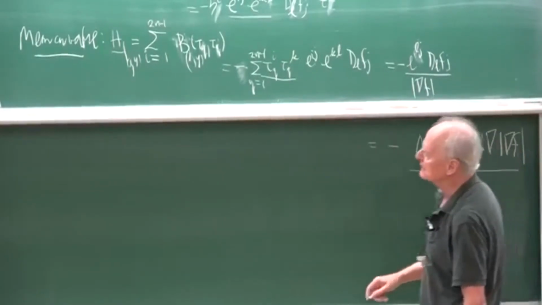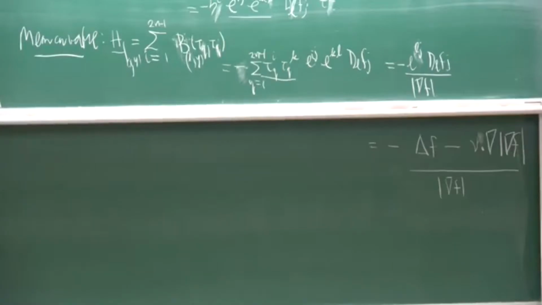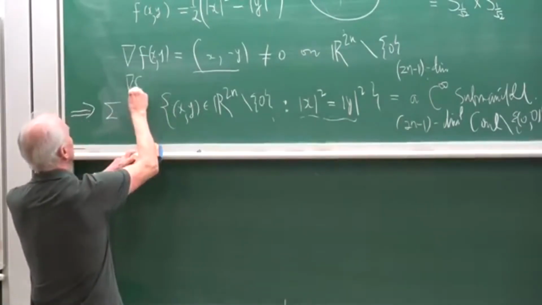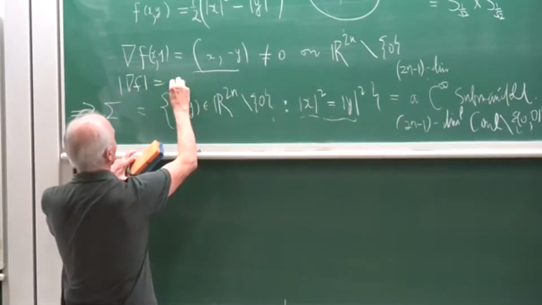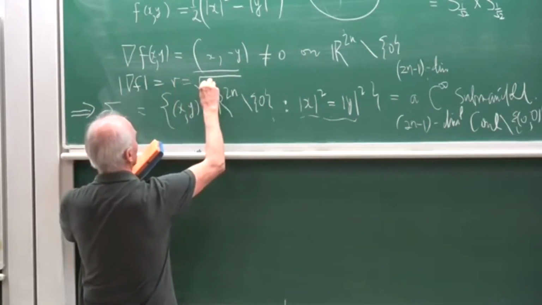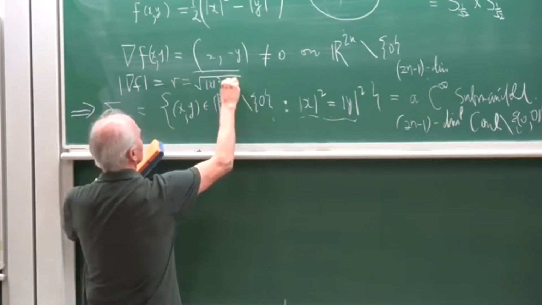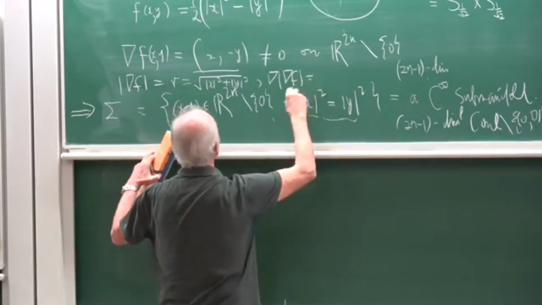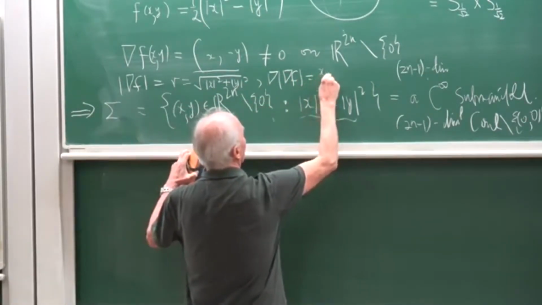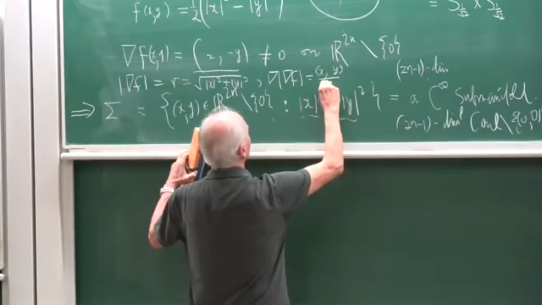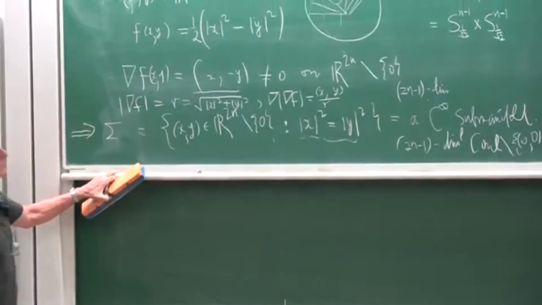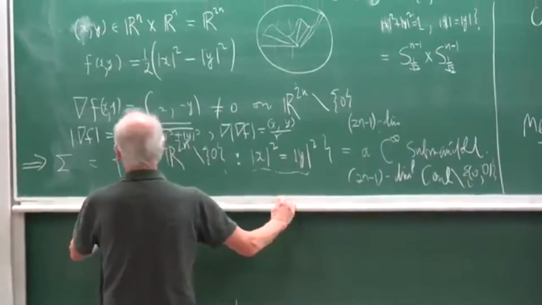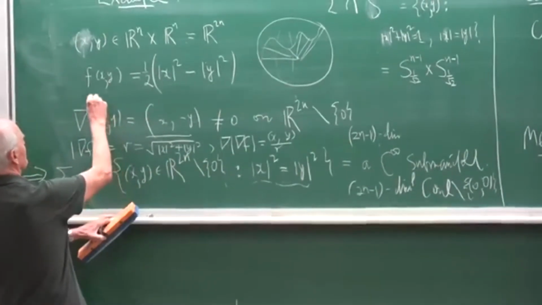And we can compute that in this example. Let's see. The gradient is here. And the length of grad f is just r, square root of x squared plus y squared. So the gradient of the length of grad f is just x, y over r. So here we get, and what about the Laplacian? Well, the Laplacian is clearly 0. Just take the divergence of this vector.